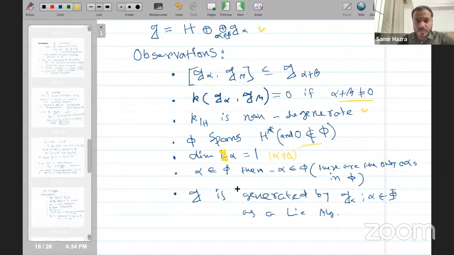Okay. And if alpha is in the collection phi, then minus alpha is again inside phi. And it is true that alpha and minus alpha are the only elements inside phi of the form C alpha. So basically, if C alpha is in phi, then C is either 1 or minus 1. And all these G alpha generate the full semi-simple Lie algebra G, when you take all the brackets and possible sums.